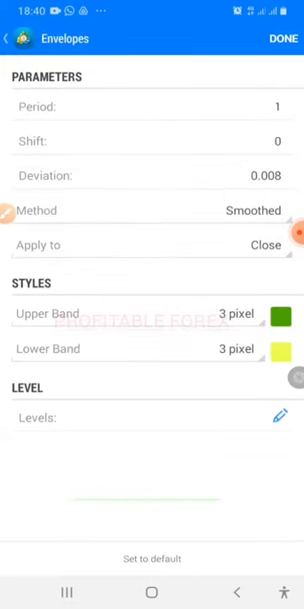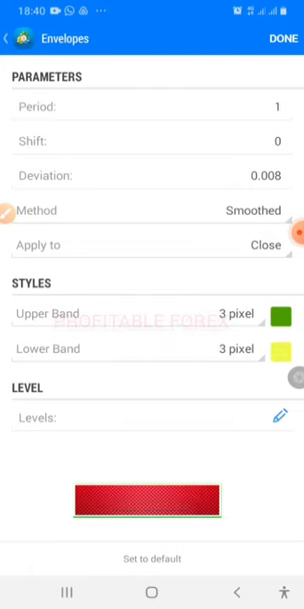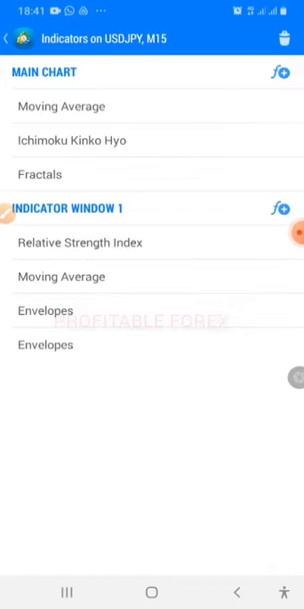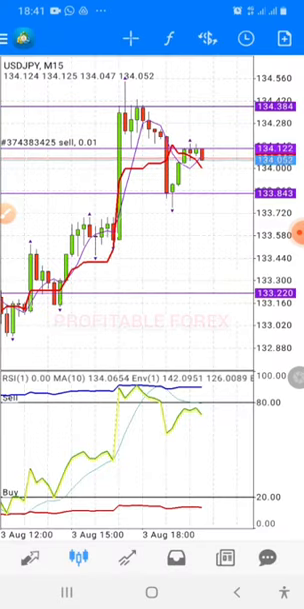And then your last indicator is your second envelope. We have period 1, shift 0, deviation 0.008, method smoothed, apply to close, and the style for the upper band is 3 pixel and the color is green, and the style for the lower band is 3 pixel and the color is yellow. There are no levels, so leave the levels empty. Then you click on done, and you're done with the setup of the indicators.